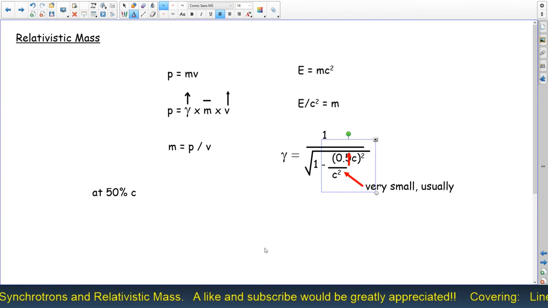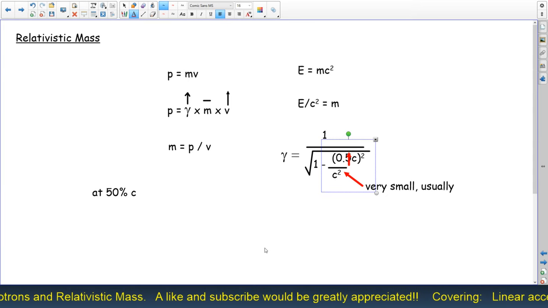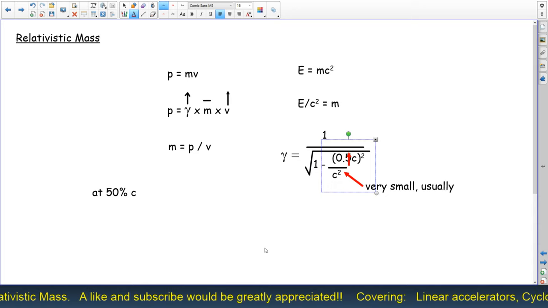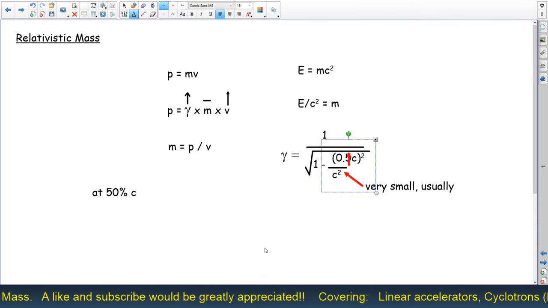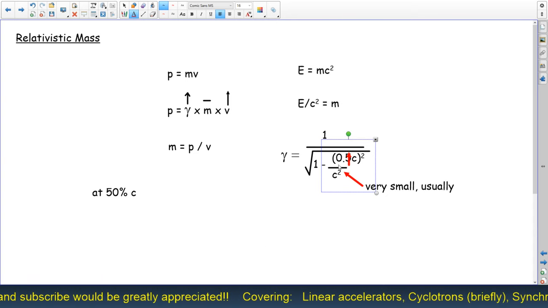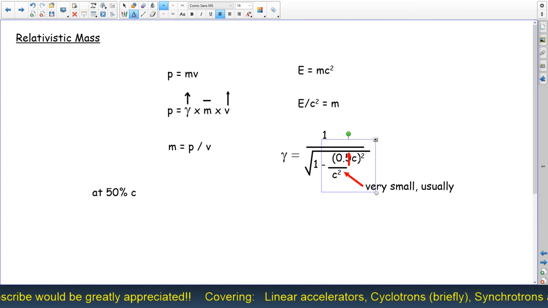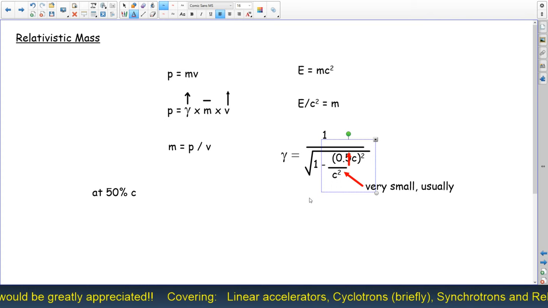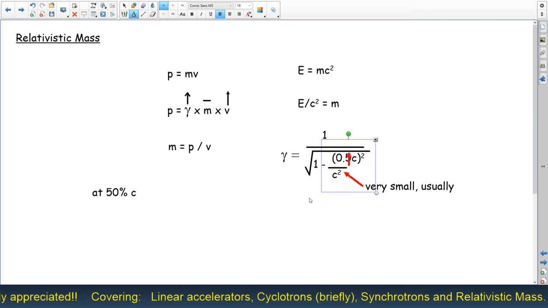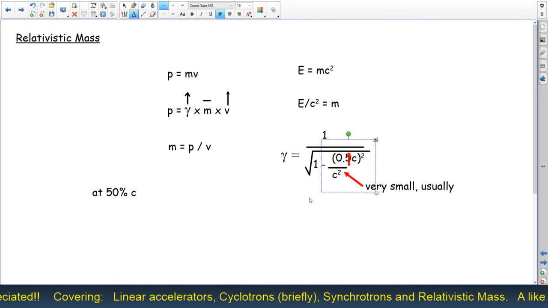Because it's a half C all squared, divided by 3 by 10 to the 8 squared, which gives me a bottom line of something really irritating. In fact, I've pressed the wrong button, so that's annoying. So 0.5 C, that's 0.25 C squared. C squared is cancelled, so it's like 0.75. So we want root 0.75, and we get 0.86.